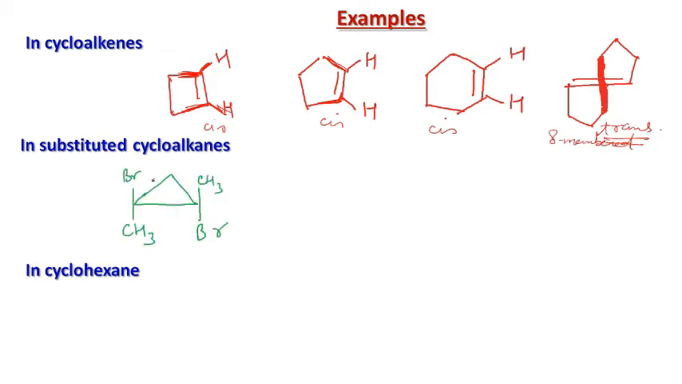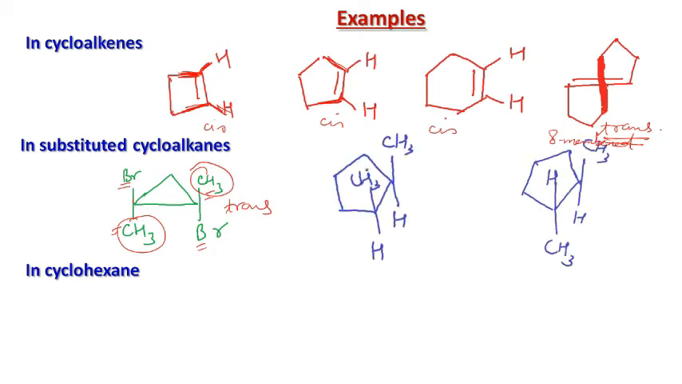Now in substituted cycloalkanes, rotation is restricted due to the small size of the ring, and we have bromine and methyl groups at adjacent positions. These same types of groups are on opposite sides, therefore it is designated as trans. Whereas for this 5-membered ring, these two methyl groups are on the same side, therefore this is cis, and these two are on opposite sides, therefore this is designated as trans.